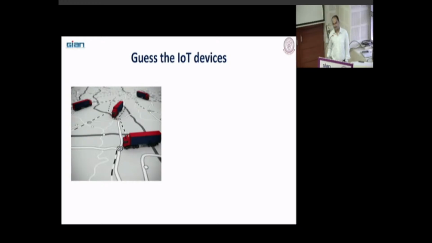Okay. Then what is it? GPS tracking. What is the purpose of it? To track the location of your fleets, assets. That's your GPS devices.